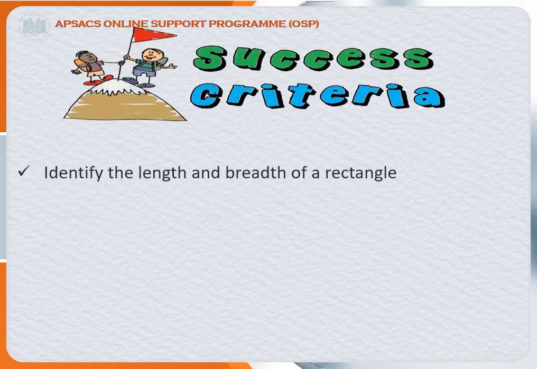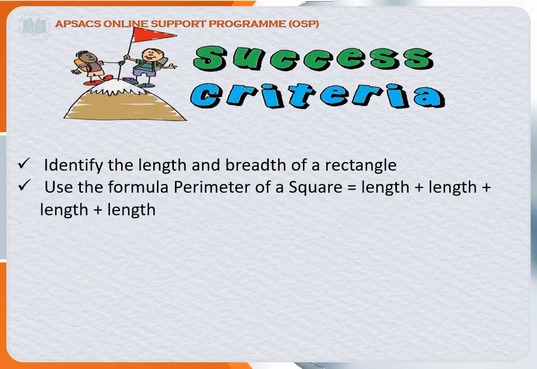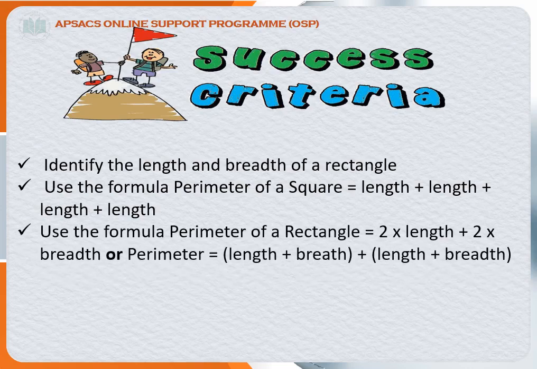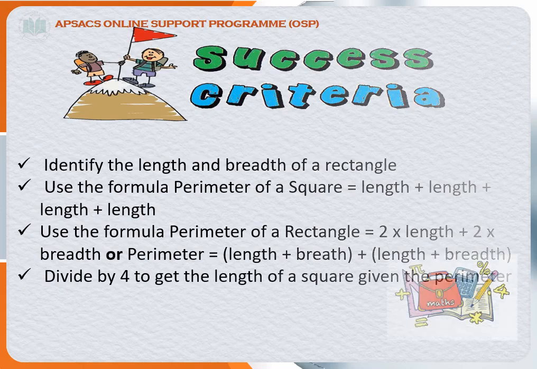Success criteria. Identify the length and breadth of a rectangle. Use the formula perimeter of a square equals adding all the four lengths. Use the formula perimeter of a rectangle equals 2 multiplied by length plus 2 multiplied by breadth, or perimeter equals length plus breadth plus length plus breadth. Divide by 4 to get the length of a square given its perimeter.